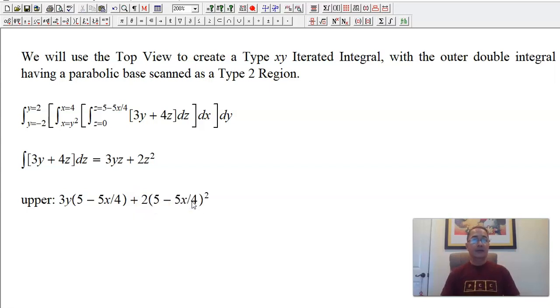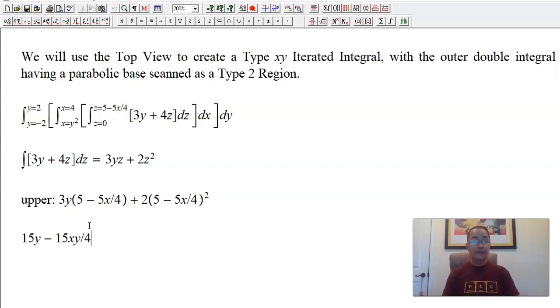Forget the parentheses. There you go, quantity squared. So if you want to do a little shortcut, how would we simplify this step by step? 15y minus 15xy over 4. Take out the 5 and the other one, square it.